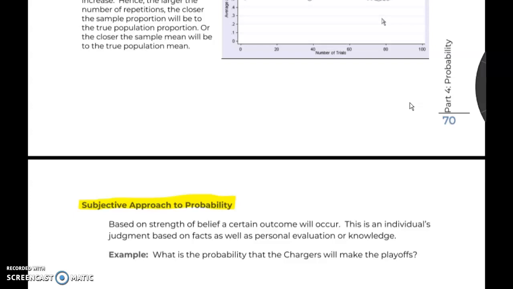So for example, what's the probability that the Chargers will make the playoffs? And, depending on who the players are and who's injured and who they're playing against, those probabilities will vary from person to person, really. And maybe with additional knowledge, it will change. So definitely something that is not as useful, but we just kind of define it with the other probabilities. We will really focus much more on the frequency approach as well as the theoretical probability.